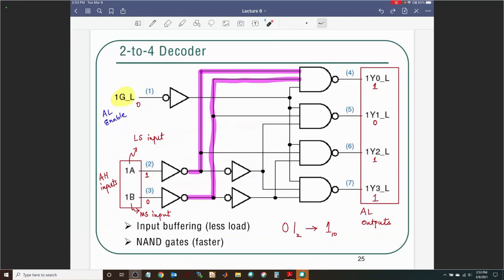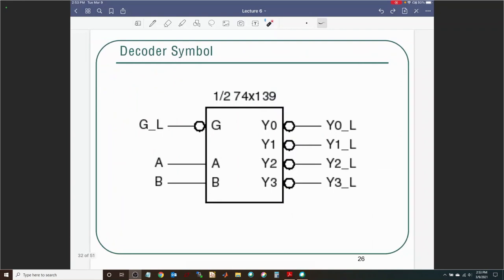All right, let's move on here. I think we talked about enough. All right, so that's your half of that 74X139 symbol. So this is just the half of it. In fact, for completeness, I can indicate that it is half because these numbers are prefixed with 1 all over, right? So you have an active low enable, you have two active high inputs, A is least significant, B is most significant input, and then you have four active low outputs. That is half of that chip.